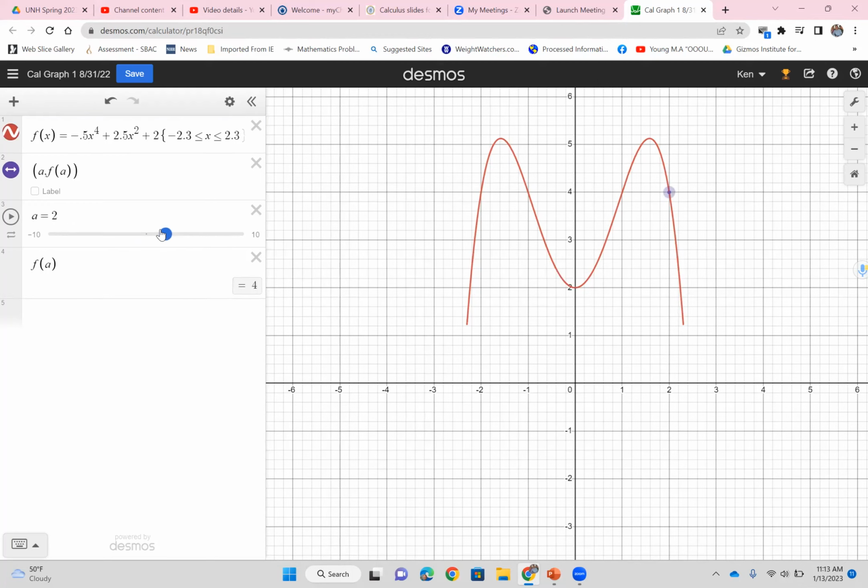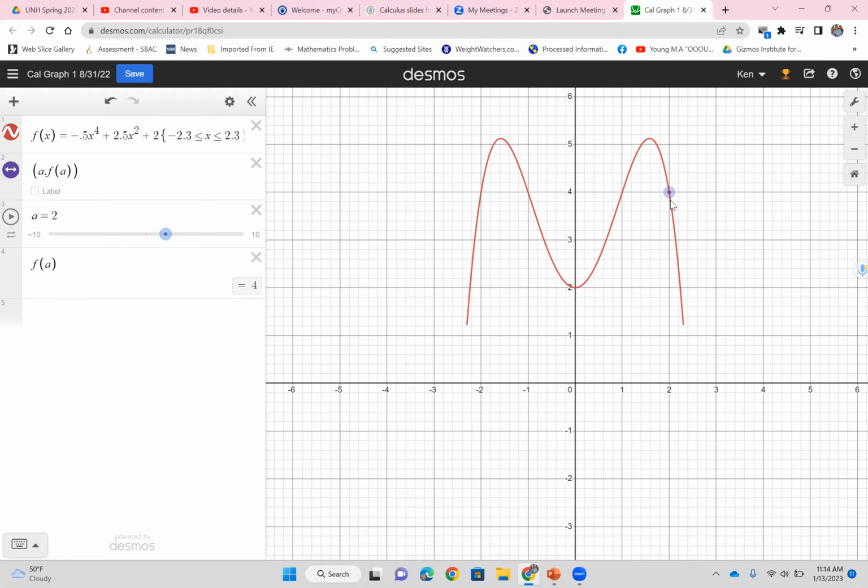All right, so we would say that the domain is from the smallest x value, negative 2.3, to the biggest x value, positive 2.3. So we would say for the domain, x is in the interval from negative 2.3 to 2.3 inclusive. The reason why it's inclusive is because we have less than or equal to here and here. So let's find out our range.